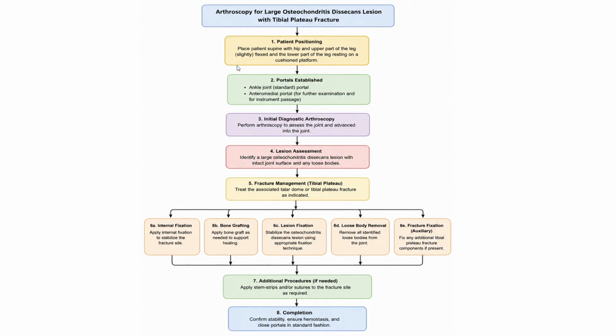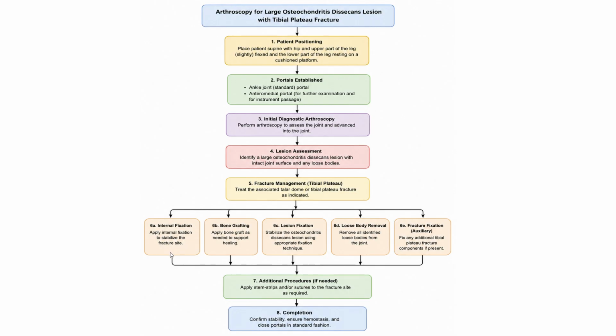So we will see in the form of a flow chart over here. Here patient positioning is done. He will place the patient. Okay, next portals he will establish. He will diagnose with the help of the arthroscopy and he will assess the lesion. Okay, he will identify the osteochondritis dissecans lesion with intact joint surface and any loose bodies. And he will do fracture management. So he will treat the associated talar dome or tibial plateau fracture as indicated.